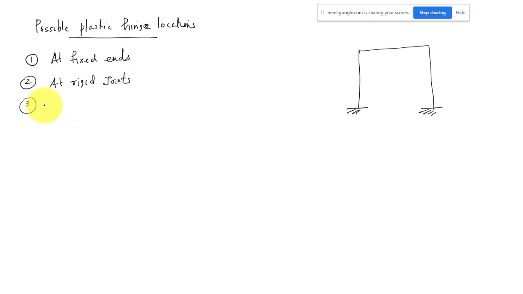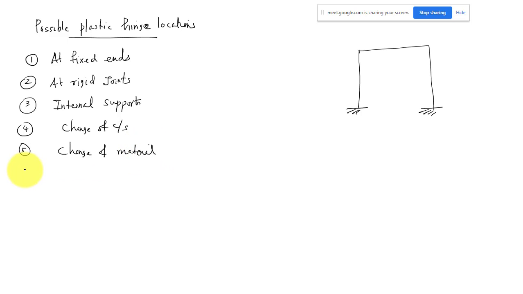And the third one is internal support. So if you have a continuous beam, at internal support the plastic hinge may form. That is a possible location. Internal support. And the fourth one is change of cross section. And the next one is the change of material. And the next one is at the point of maximum bending moment.